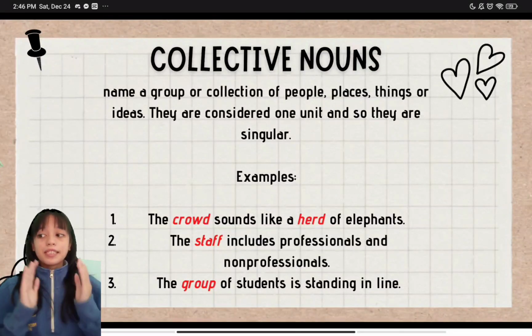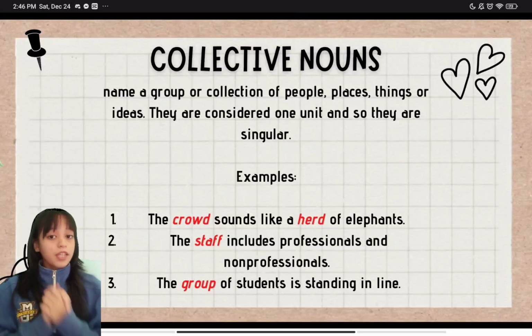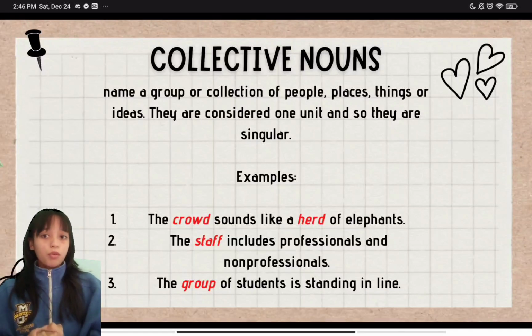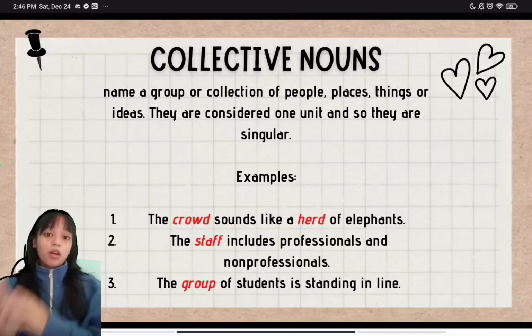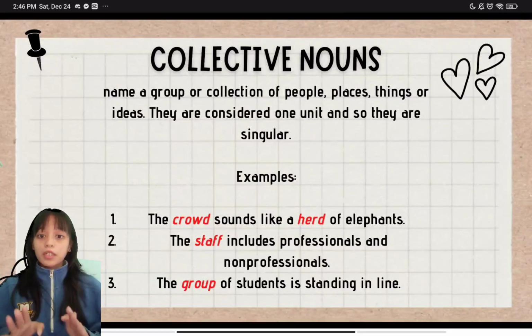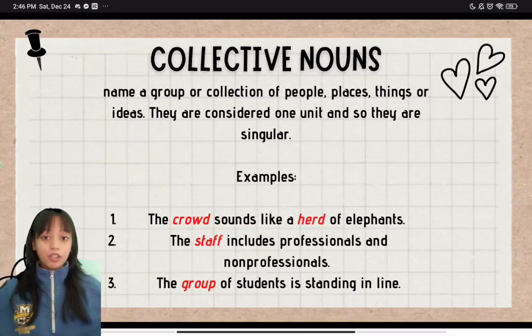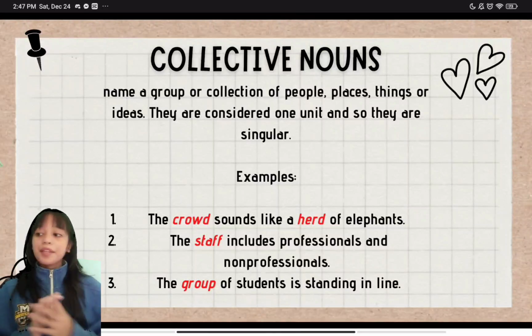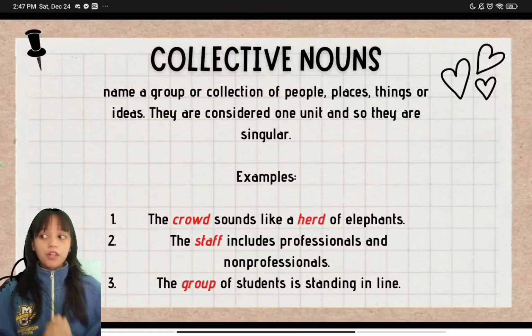Another example is: the staff includes professionals and non-professionals, which is the collective noun there. It's the staff because the staff refers to the people working in that area. They're basically a group in that area that works in that community and so are called staff. And then the last example is: the group of students standing in line. So obviously the collective noun there is group because it's a group or collection of students.